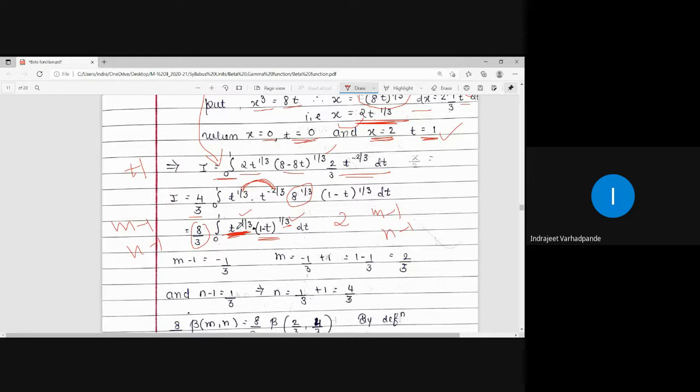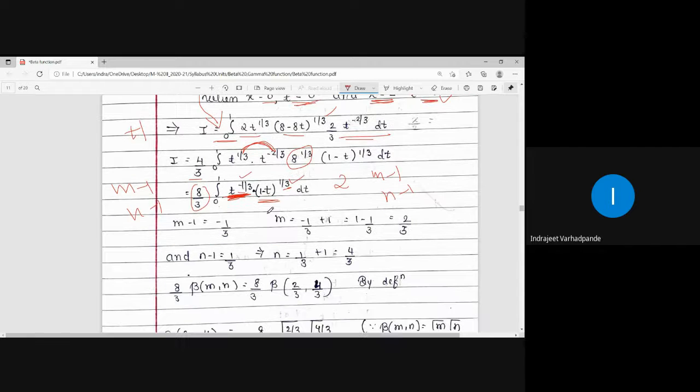So t to the power minus 1 by 3, that is what after combining I have got. So minus 1 by 3 in place of m minus 1. Since m minus 1 is required to be minus 1 by 3, add 1 to it, it becomes 2 by 3. So 2 by 3 minus 1 can be minus 1 by 3. Similarly, 1 by 3 plus 1 will give you 4 by 3. So I can write this as 4 by 3 minus 1.